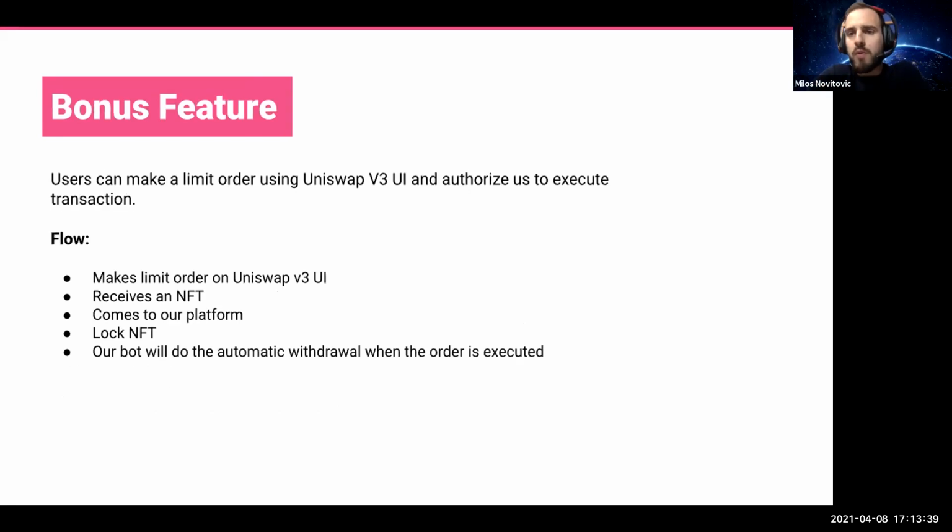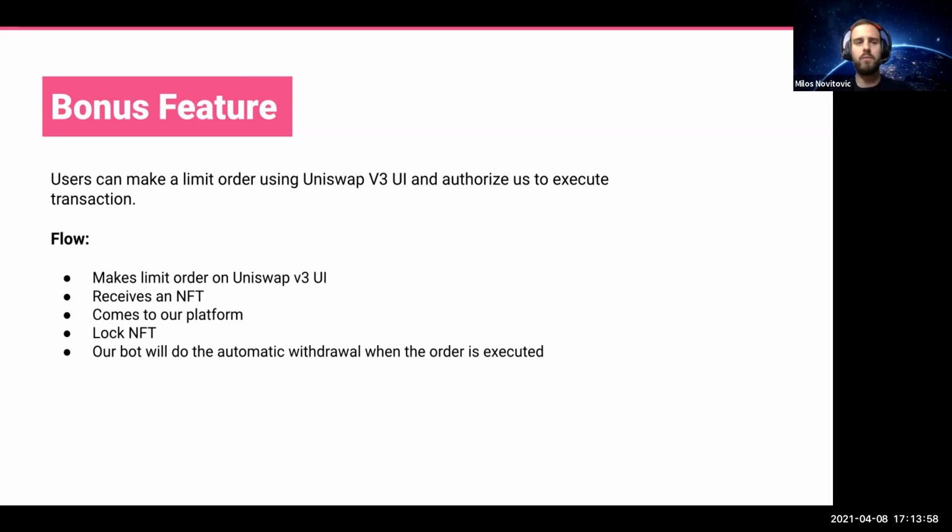Also, we have one bonus feature. We do not want to require the user to come to our platform and make a limit order only on our platform. We also support the user who did the initial order on the Uniswap V3 platform.